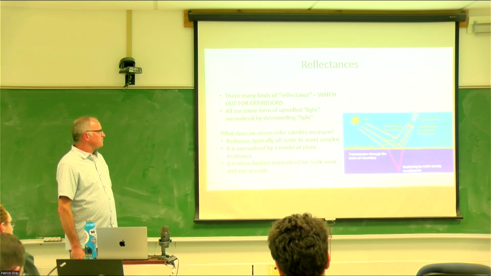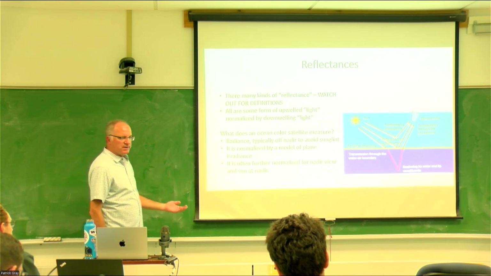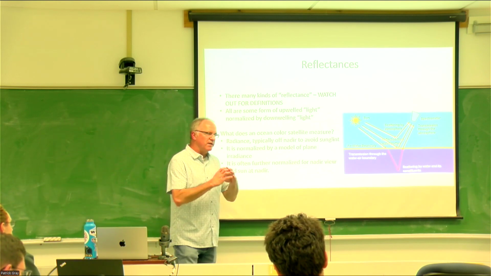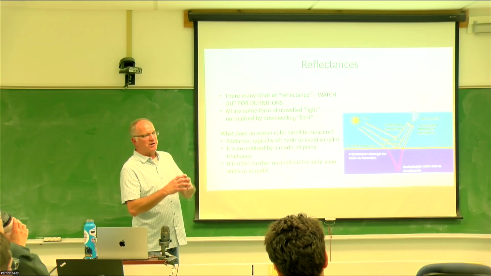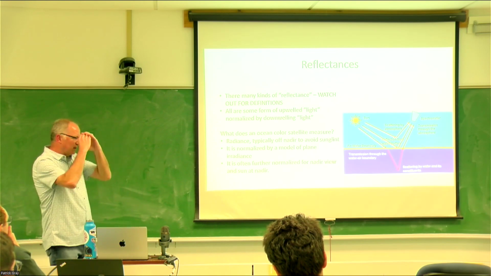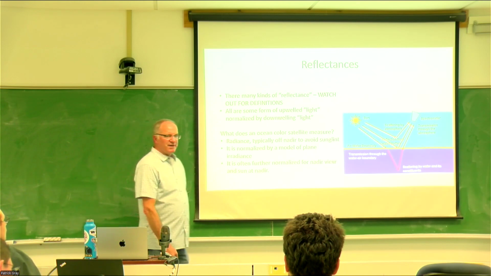Typically we measure radiance, which is what a spectrometer on an ocean color satellite is measuring. It's not measuring irradiance, it's measuring radiance. It's got a little cone on it, its paper towel in front of its optics.